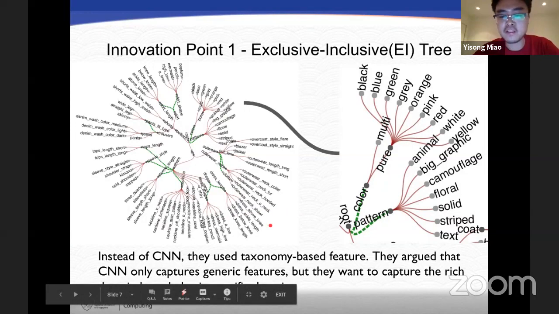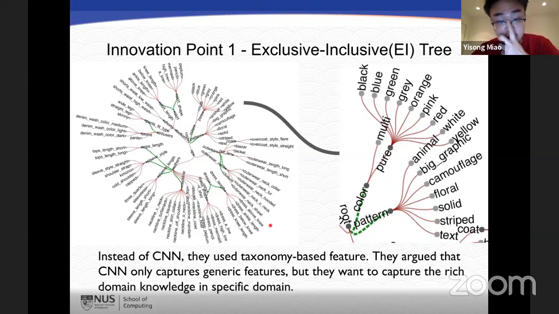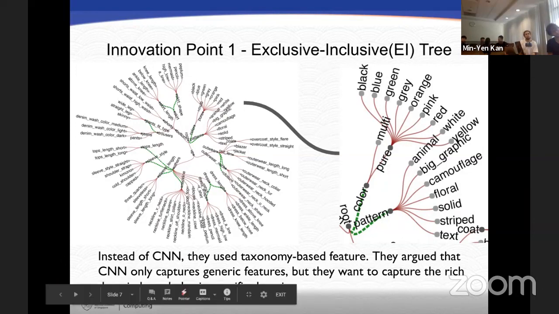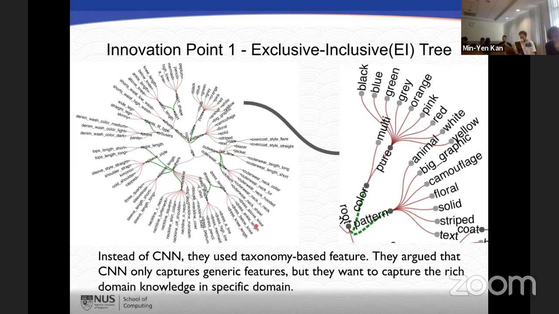Okay, cool. Thanks, Prof. Ming, for your explanation. Okay, so there are two things: the exclusive and the inclusive part. Exclusive means that, like all those red edges, only one slot value can occur, right? So a color can either be pure black, or it could be multi. The pattern could be striped, or it could be big graphic, right? But a color and a pattern can both appear, right? So a dress or a shirt can have both of those qualities, being applied equally.